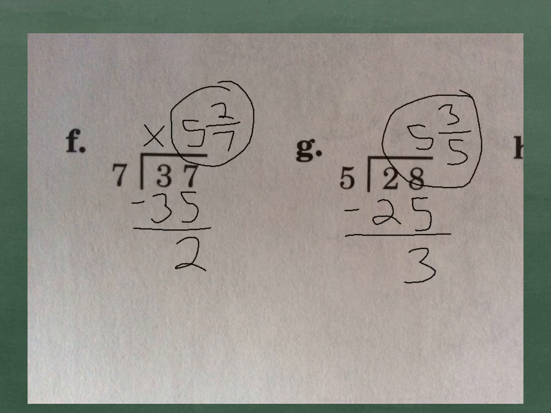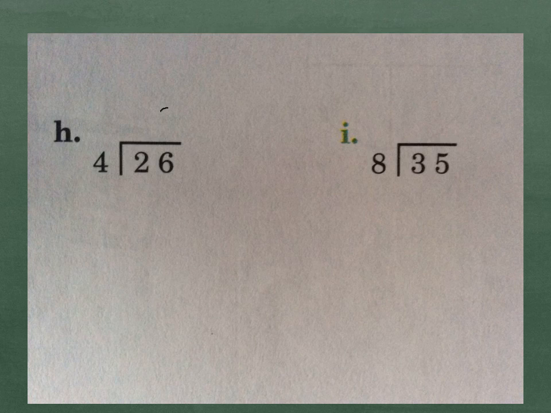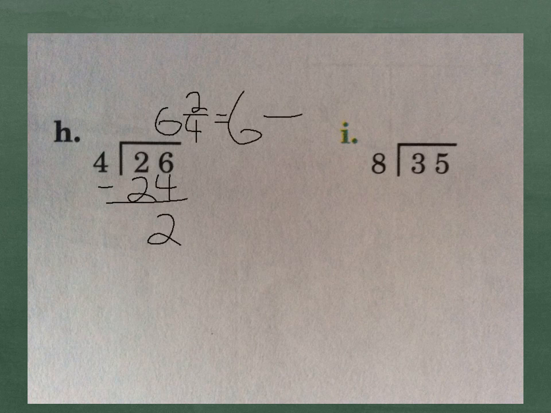H. 4 goes into 26 6 times. 4 times 6 is 24. Subtract and you get 2. So 6 and 2/4. But that can be reduced. 2 goes into both 2 and 4. 2 goes into 2 one time, 2 goes into 4 2 times. And our answer is 6 and 1/2.